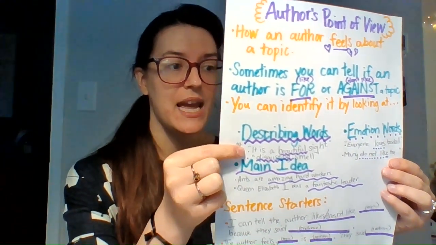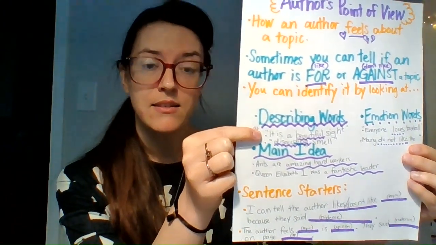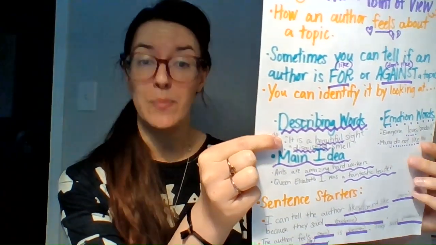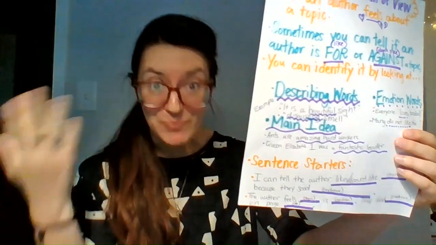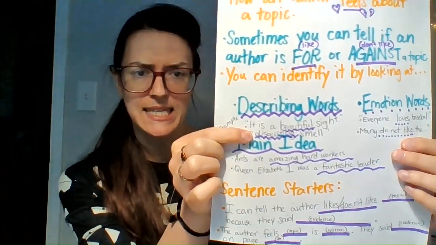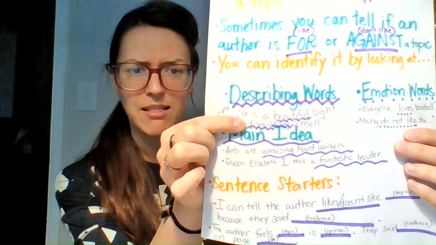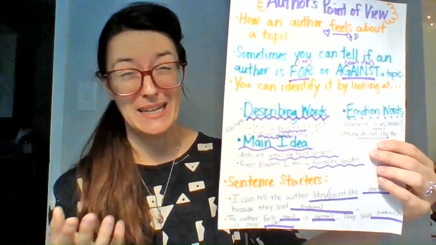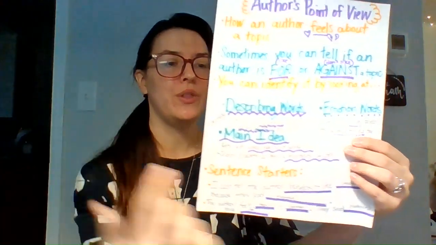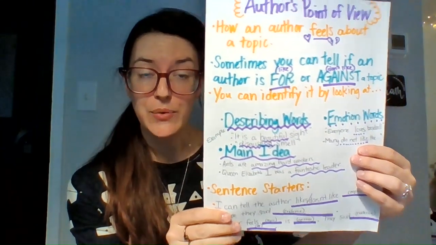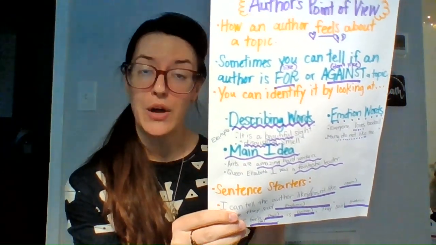So I gave two little examples right here. If they said that it is a beautiful sight, what might their point of view be? If someone says it's beautiful, they probably like it. Now, if someone describes it as disgusting, if there's a disgusting smell, well, they probably don't like that situation. So those describing words, beautiful and disgusting, gave me a clue about the author's opinion, about the author's point of view.